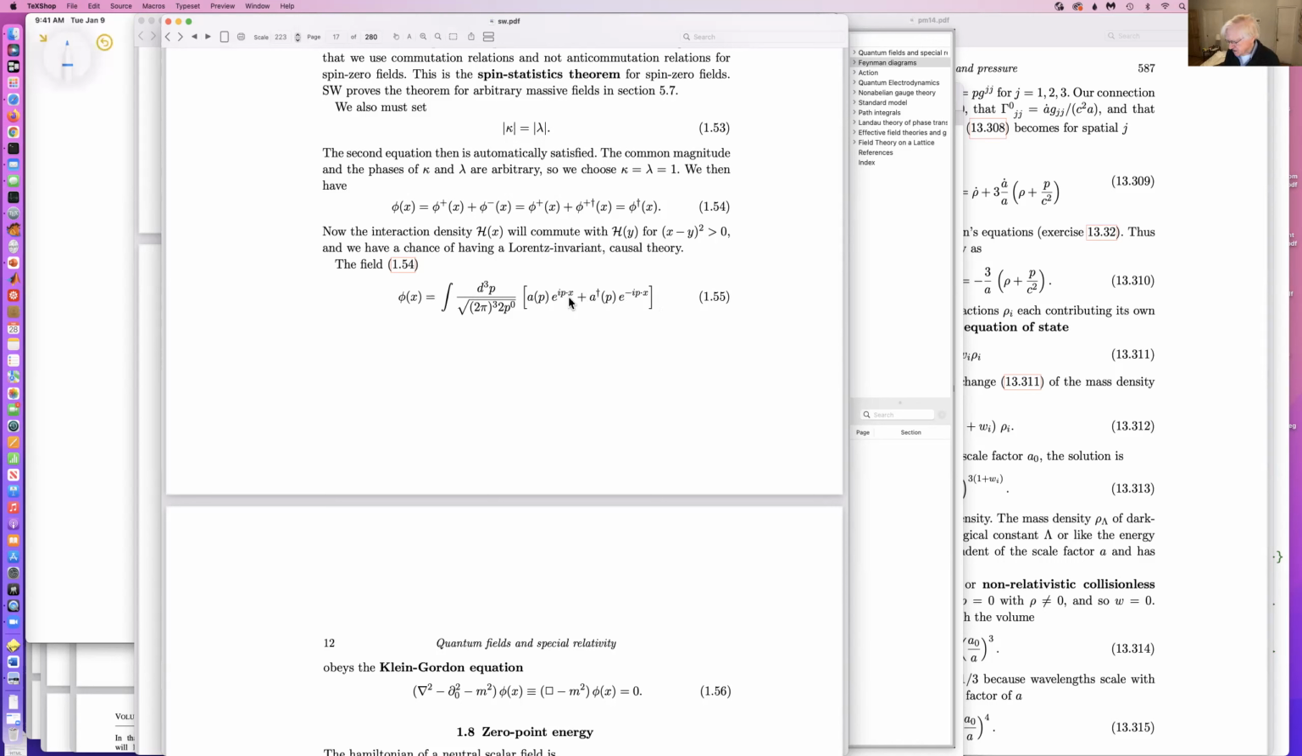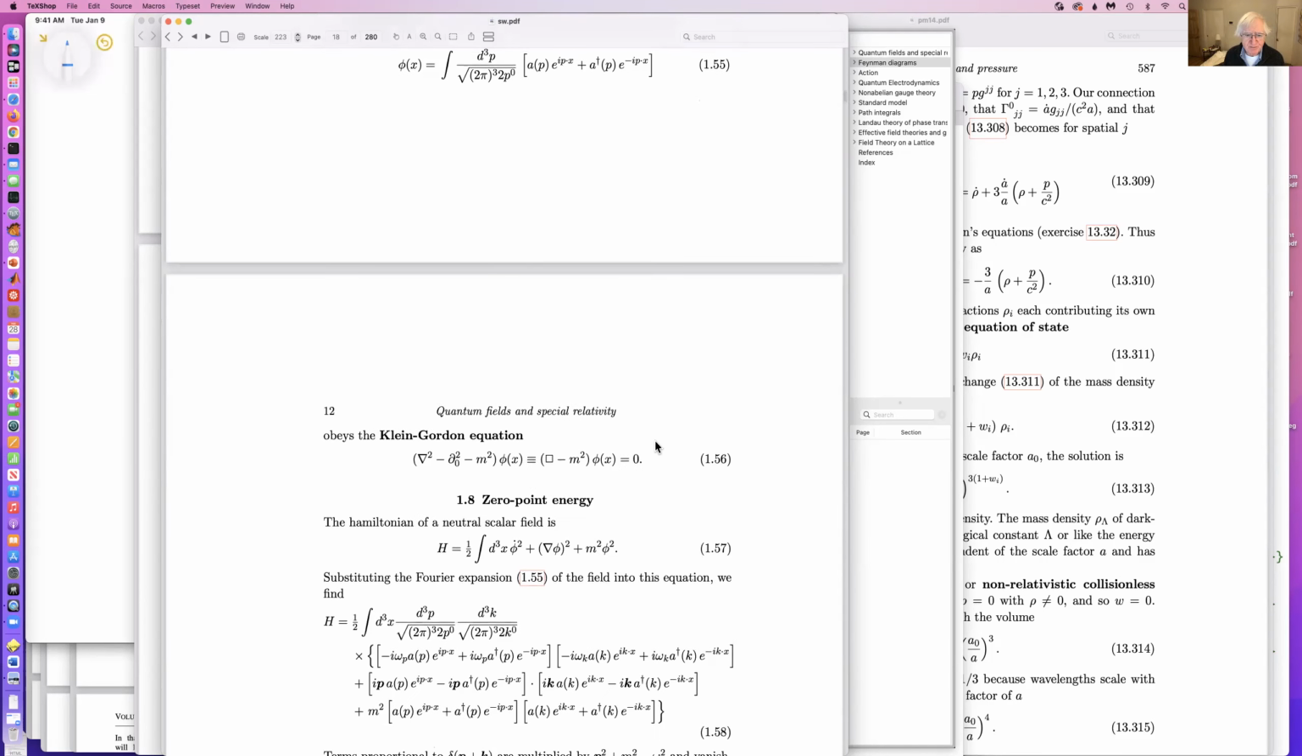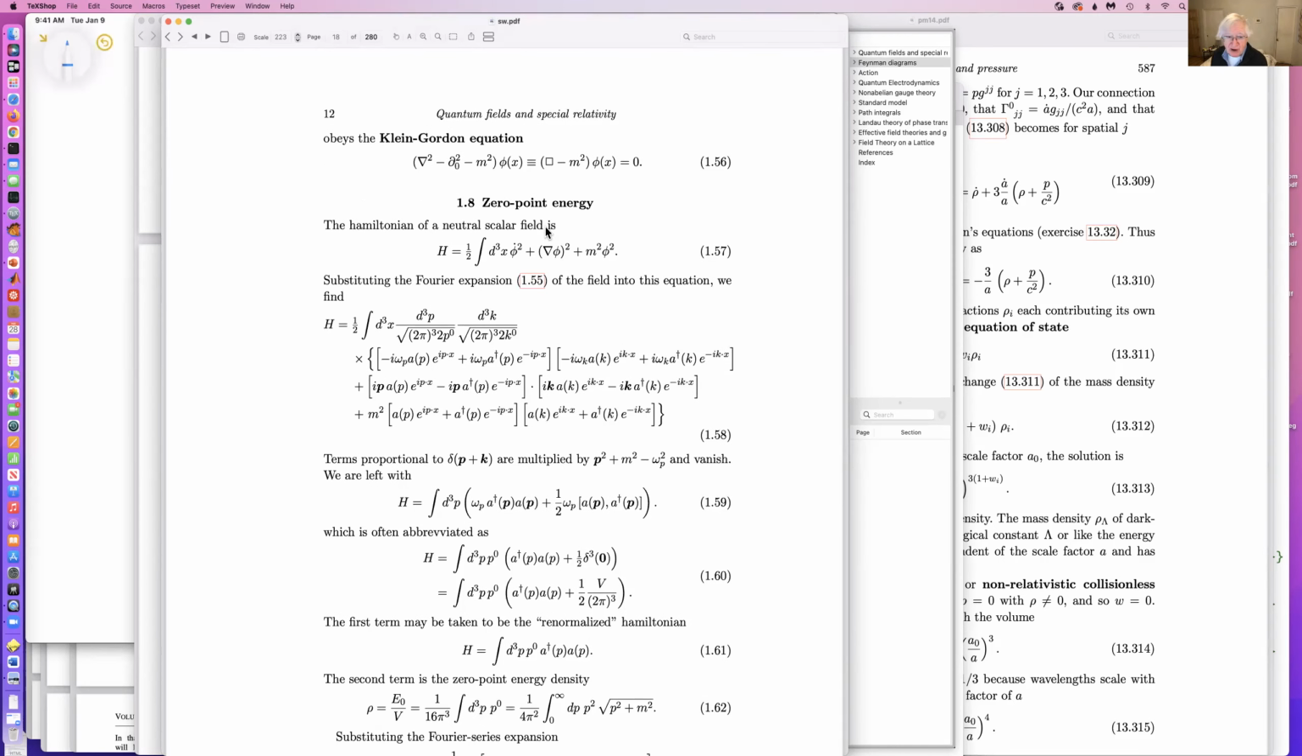By the way, this p dot x turns out to be the action, actually. If you work out momentum dotted into space minus energy times time, you can see that that's actually the classical action of a point particle of a given mass and velocity moving. Anyway, for a free field, it satisfies this Klein-Gordon equation. And then we get to this zero-point energy problem. So the energy is then this expression here.